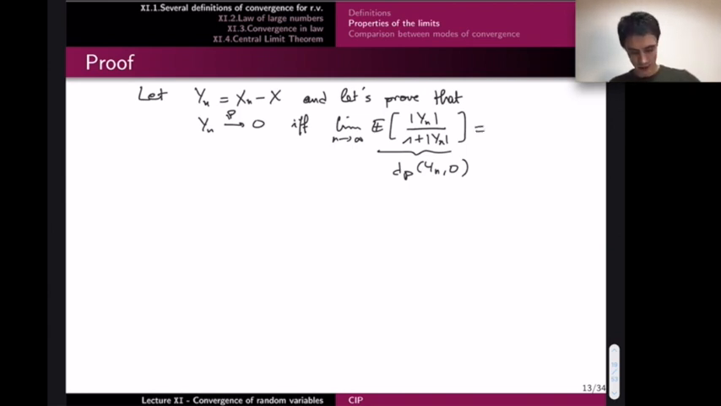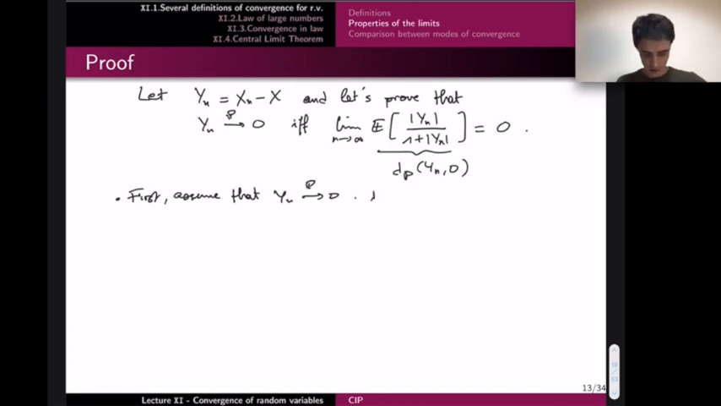So I want to prove that this limit is 0. Okay, so first, assume that Yn goes to 0 in probability. So I will start with this assumption. So let epsilon be positive.